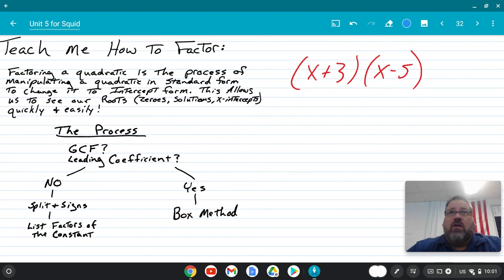All right, we're continuing our work on Teach Me How to Factor on factoring quadratics. Today we're going to focus on problems that have a GCF and deal with those. So let's go to work.